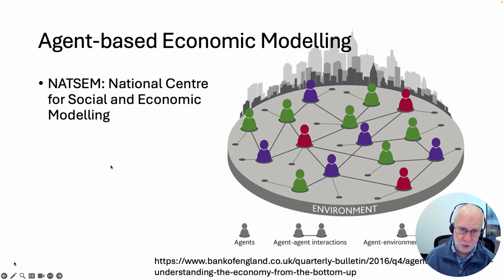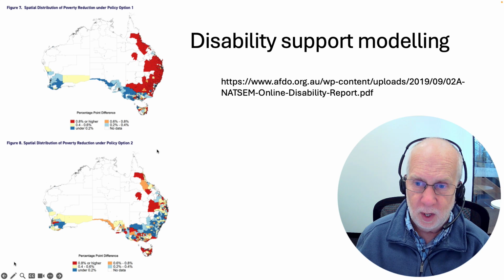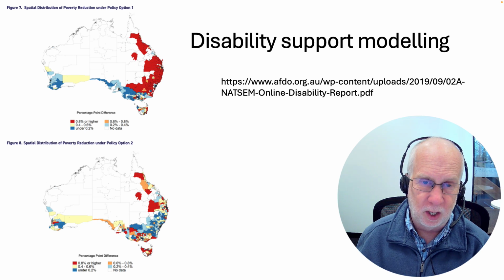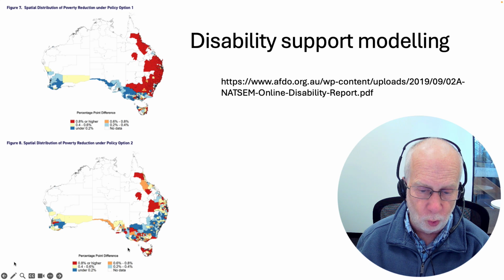And NATSEM, the National Centre for Social and Economic Modelling here in Canberra, does a lot of this, and they can answer questions like, here they've got a simulation of a particular change to disability support and which parts of the country it will cause the highest and lowest changes in incomes.